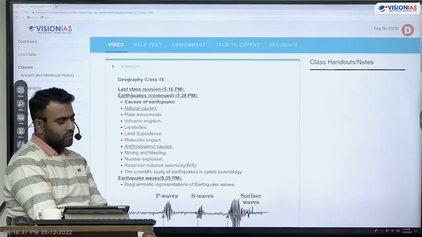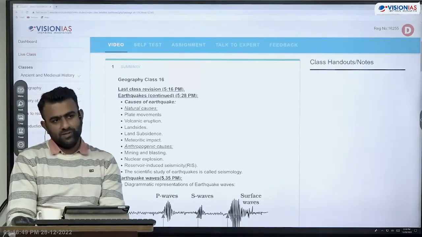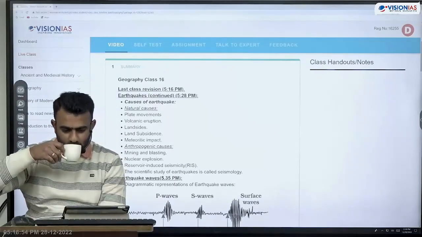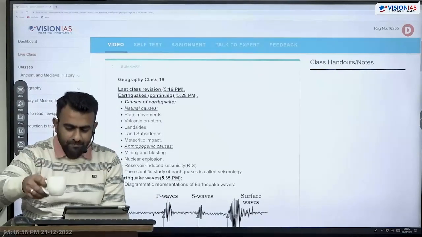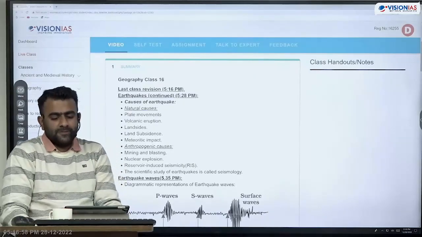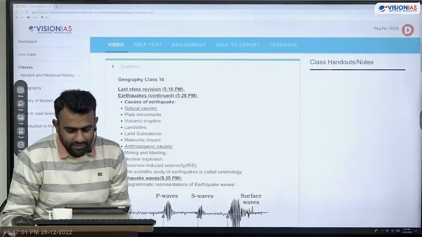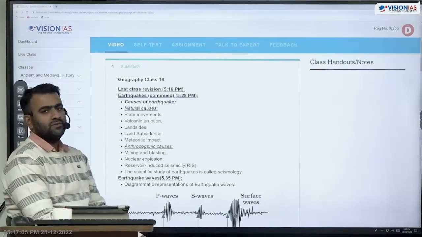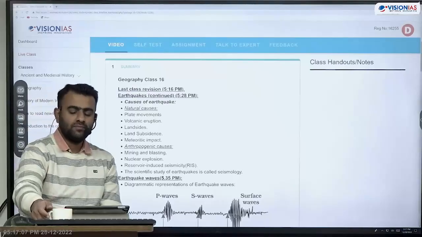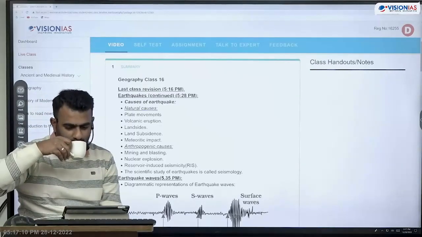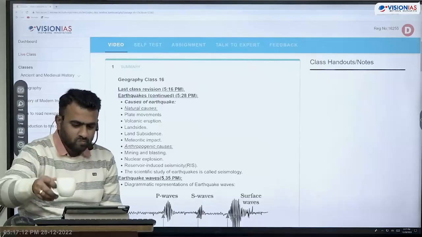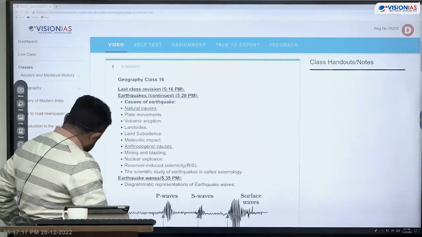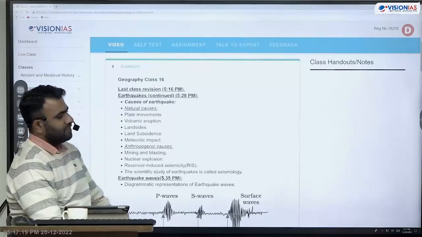While moving in deep water, the depth is high, speed is high, amplitude is low. In shallow waters, the speed decreases due to decrease in depth, and amplitude increases. What do we call this effect? Shoaling effect. Then finally it makes landfall. Okay, this is where we had reached, tell me your doubts.